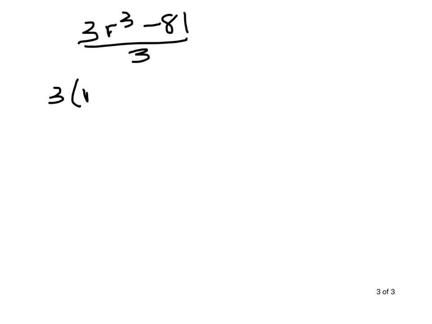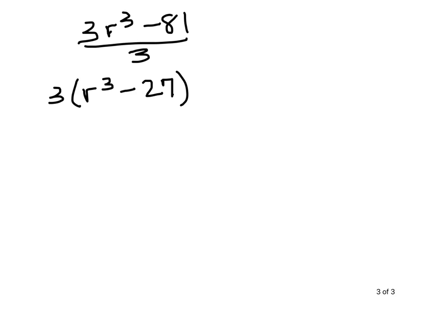But for number 20, we had 3r cubed minus 81. And you guessed it, the first thing we're going to do is factor out the greatest common factor. So we're going to divide the whole thing by 3. And so we're going to put the 3 on the outside, and we're left with r cubed minus 27.